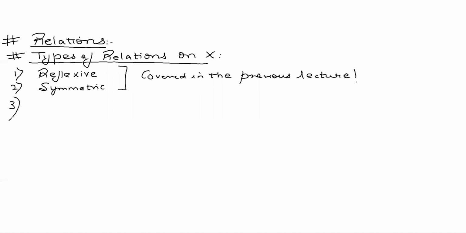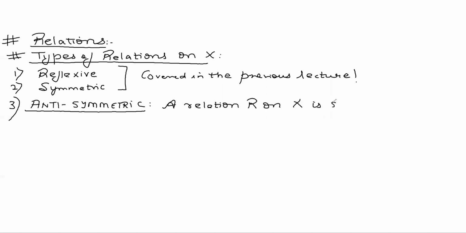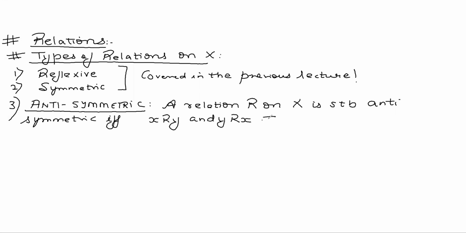Now let's write the third one, anti-symmetric. A relation R on X is said to be anti-symmetric if and only if X is related to Y and Y is related to X implies X is equal to Y, for all small x and small y belonging to the set capital X.